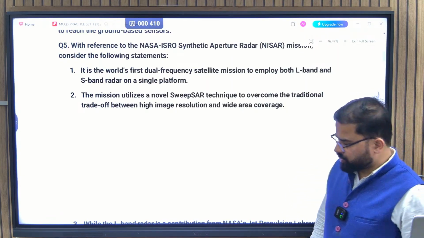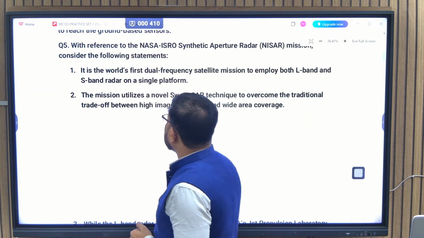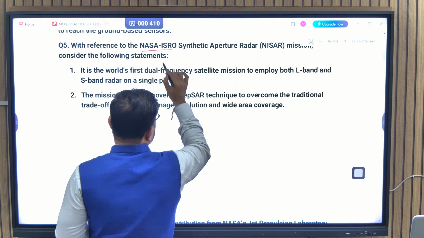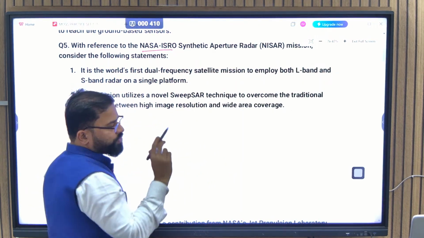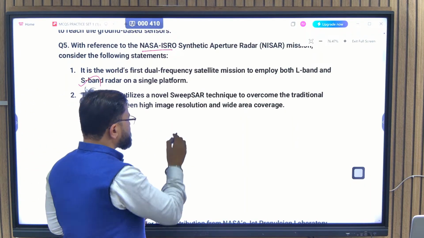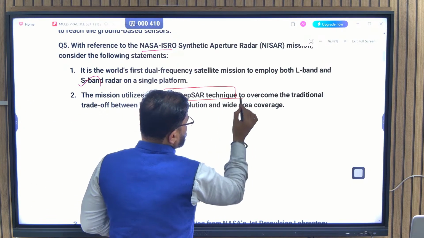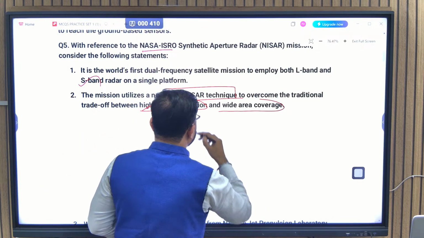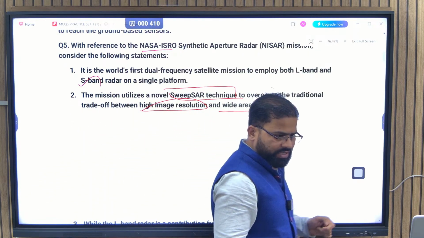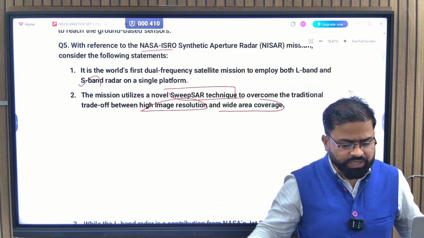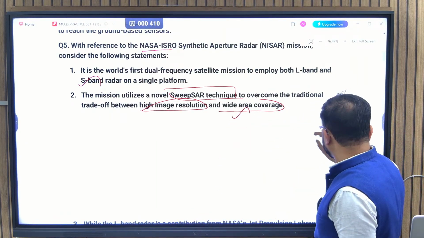Okay. So here you can see we have discussed the NASA-ISRO NISAR mission. Here we are using two frequency bands, L band and S band. True. The mission utilizes a novel SweepSAR technique to overcome the traditional trade-off between high image resolution and wide area coverage. Since we are using SweepSAR, it can give you high resolution and at the same time cover a huge area also. This statement is also true.